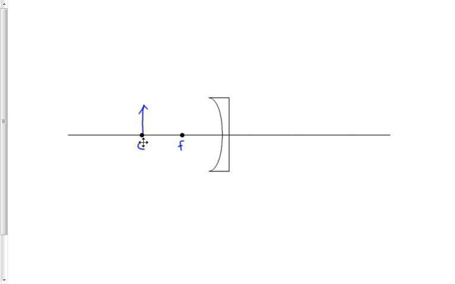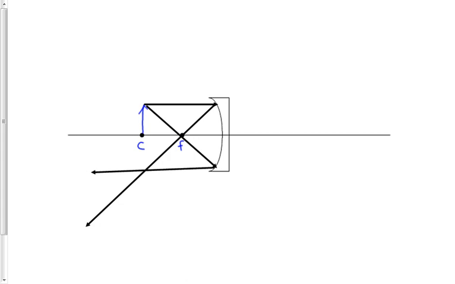Now, there are 3 rays that I can draw. The good news is I'm only going to need to draw 2 of them. And in this case, it's going to end up being the first 2. We won't even bother drawing the third one here. First ray, from the top of the object parallel to the principal axis. Where does it go? Down through the focal point. Second ray, from the top of the object down through the focal point. Where does it go? Parallel to the principal axis.